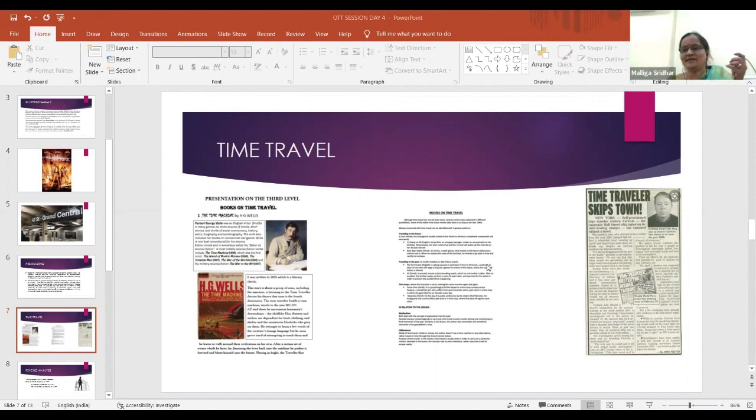Namaste, Mallika ma'am. Yeah, namaste. Very interesting to know about this one. Nice way of escaping, I think. Exactly, ma'am. That's the theme around which the story has been built.